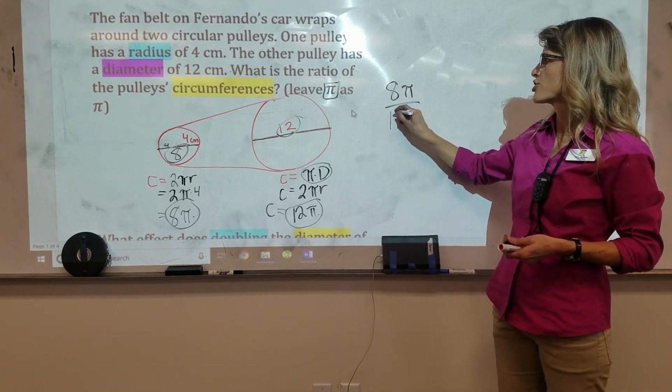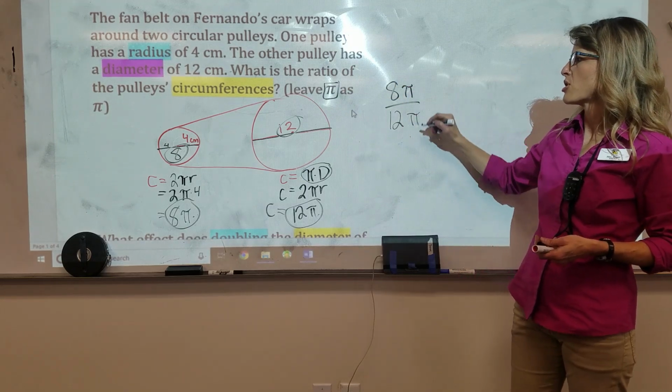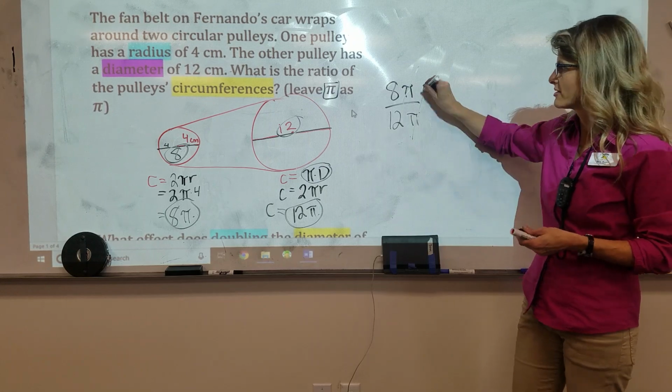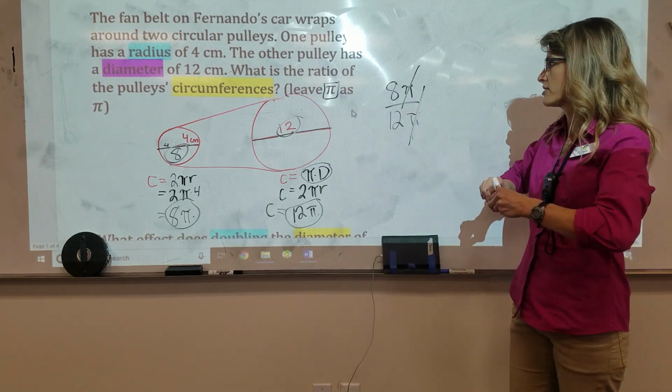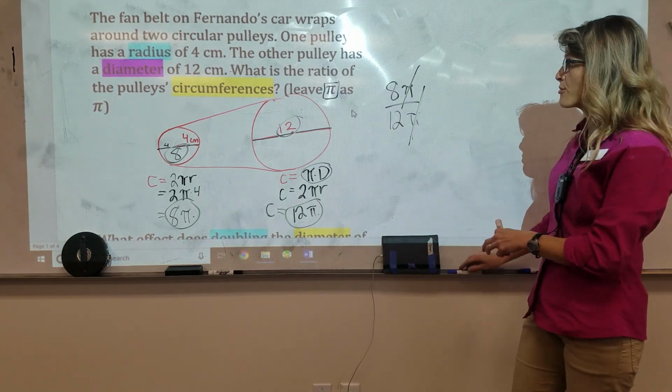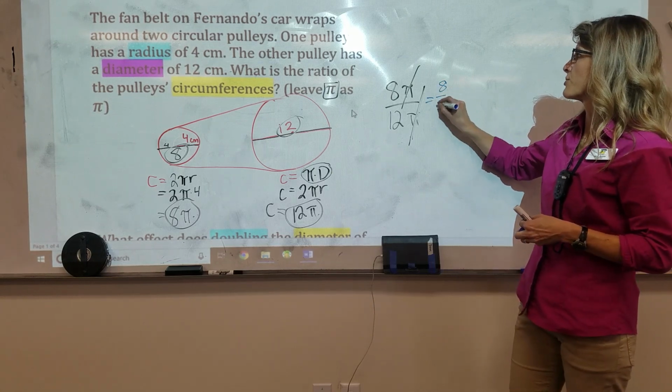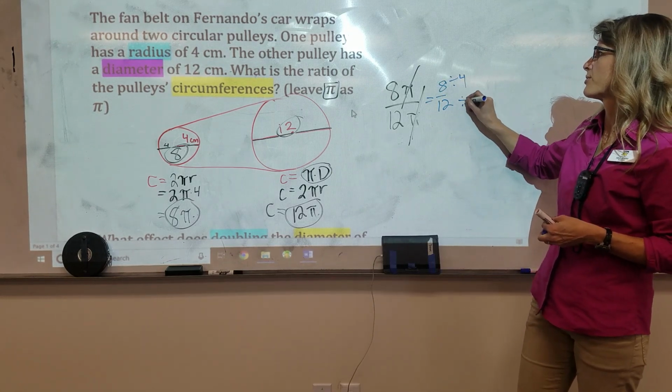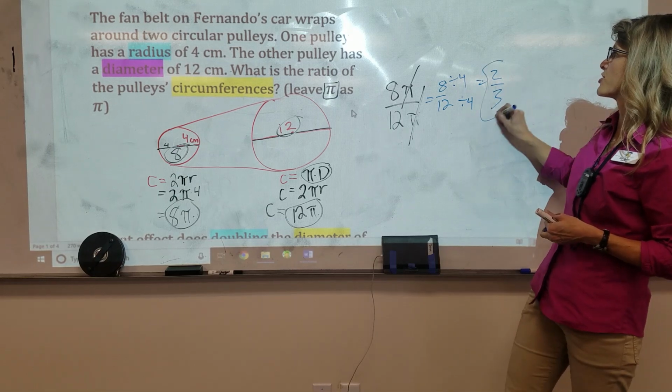The question then asked, what is the ratio of the smaller pulley, because it listed it first, to the larger pulley? So I'm going to make a ratio, small to big. Pi's cancel, using my marker. And then my numbers reduce. So I've got 8 over 12. I reduce out of 4, divide out of 4. I get 2/3. So my ratio is 2/3.